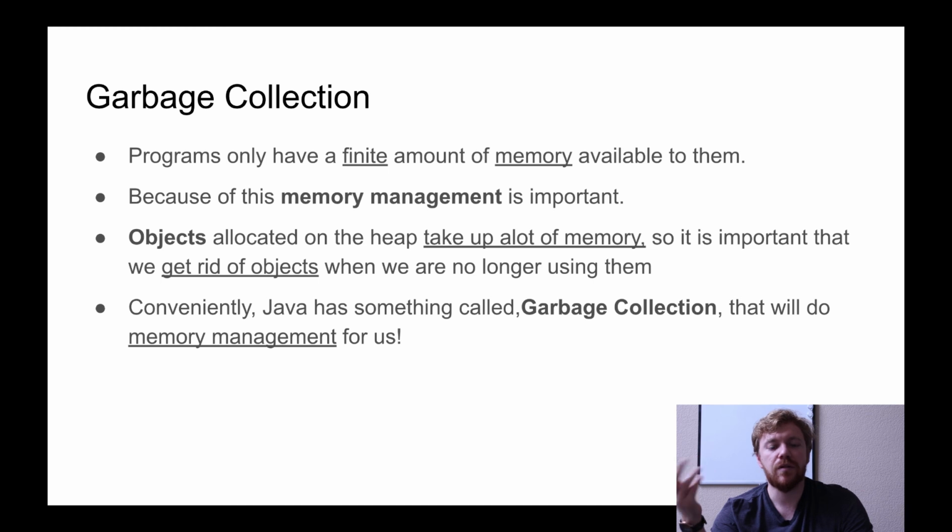Objects that are allocated on the heap take up a lot of memory. And so it's important that we get rid of objects when we're no longer using them. And this is the purpose of the garbage collection. It does this memory management for us. Once you've created an object and you're done using that object, you don't need to be the one to worry about, okay, well, let me go into memory, find where this object exists, where its memory is allocated, and get rid of it. Java conveniently does this for you.